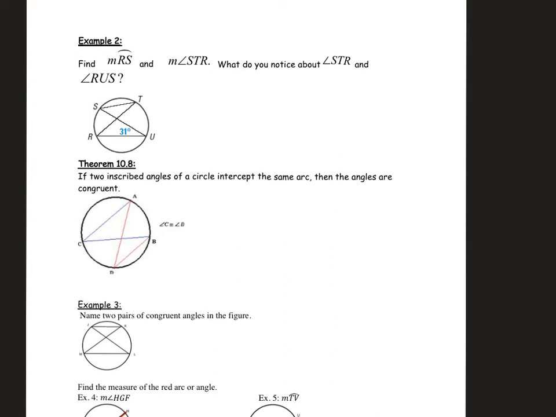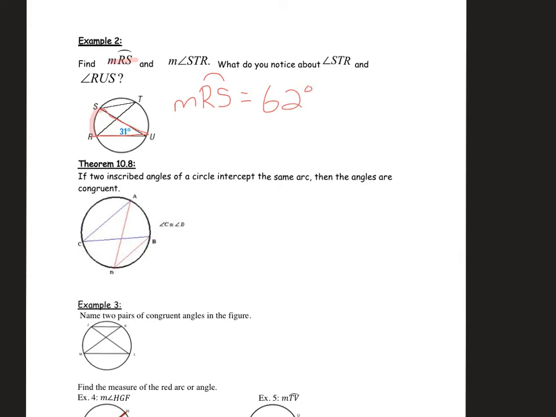Looking here at example 2, they're asking you for a few different things. The first thing is to find the measure of arc RS. Let me highlight that arc. We can see that that is an intercepted arc of angle U. Hopefully you can see that that arc belongs to angle U. We know that the measure of angle U is 31 degrees. So if we double that, since the angle is half the measure of the arc and we're working backwards, we know the measure of arc RS is 62 degrees.